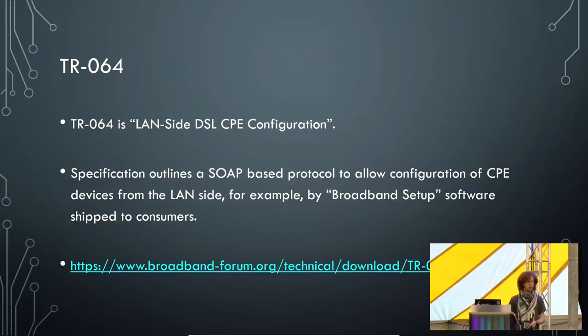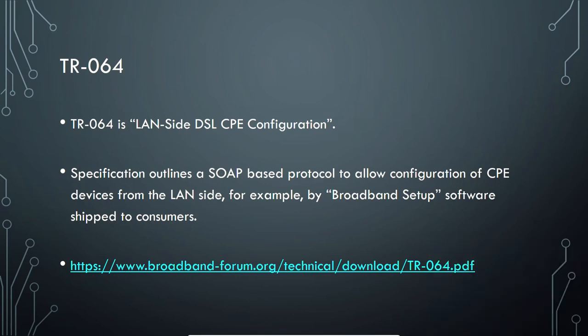So 064 is LAN-side DSL CPE configuration. That's for configuring a CPE from the LAN side of the network. The specification outlines this wonderfully hideous SOAP-based protocol that allows you to set up your router. So back in the day, you'd get your broadband router from your service provider, and it'd come with an internet setup disk. You'd connect up your router, put the disk in, and the disk would use TR-064 to talk to your router and configure it. So it'd do all the setup stuff over this SOAP service, which is only supposed to listen on the LAN side, but we'll get to what happens there later.